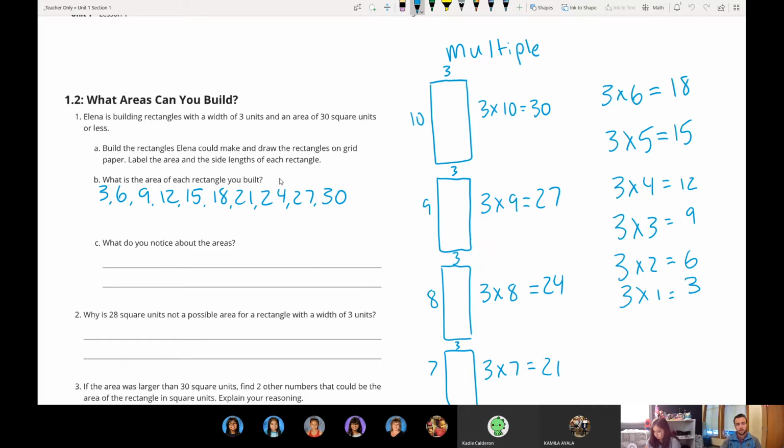When I write it like this here, we can see all of the areas in order for each of these rectangles. Can someone tell me if there's a pattern here for what I wrote in B? When I went 3, 6, 9, 12, 15, 18. Is there a pattern? Camila? The pattern is that it is counting by 3s. Counting by 3s?